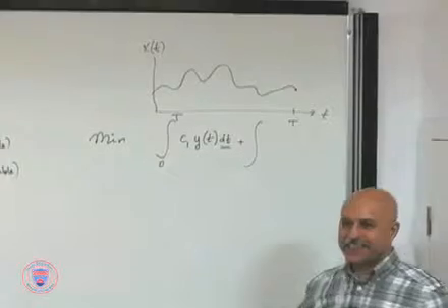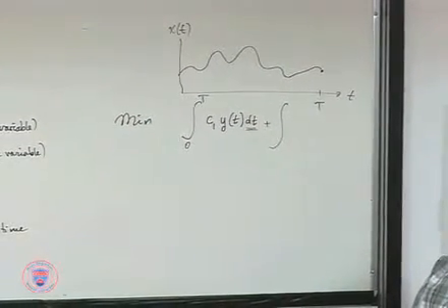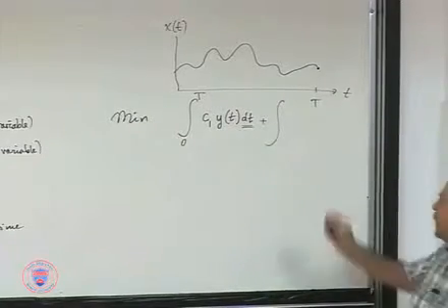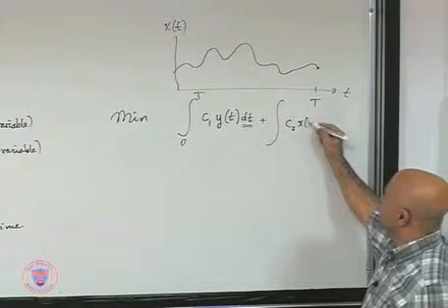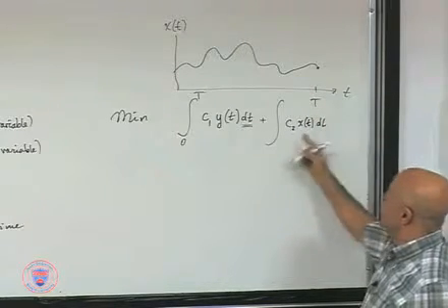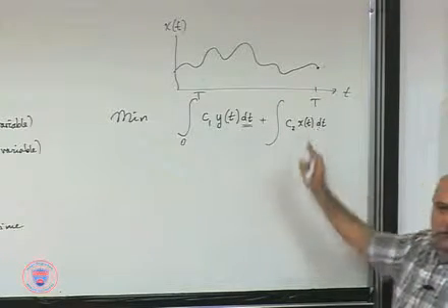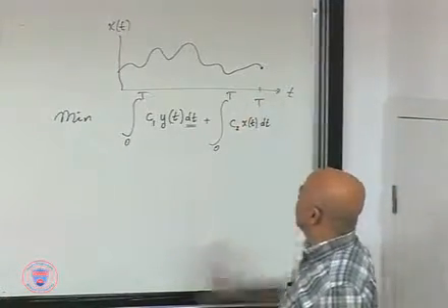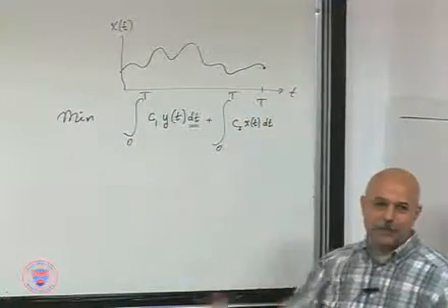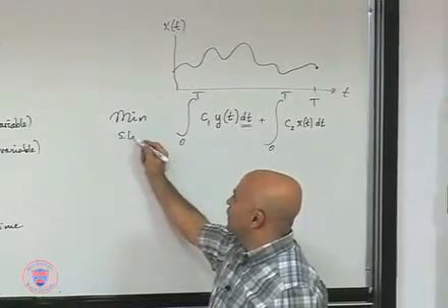There's a second integral here. What's the second integral? For the production. C2 times x of t dt. Again, C2 times dt will be the cost of production for that length of time, times, of course, the amount you produce, going from 0 to T. This has nothing to do with linear programming yet. Okay? Subject to constraints.